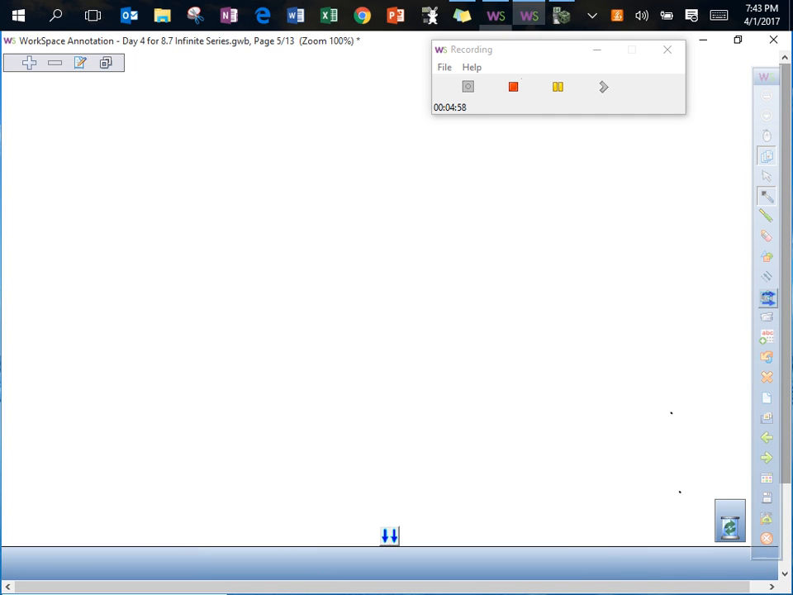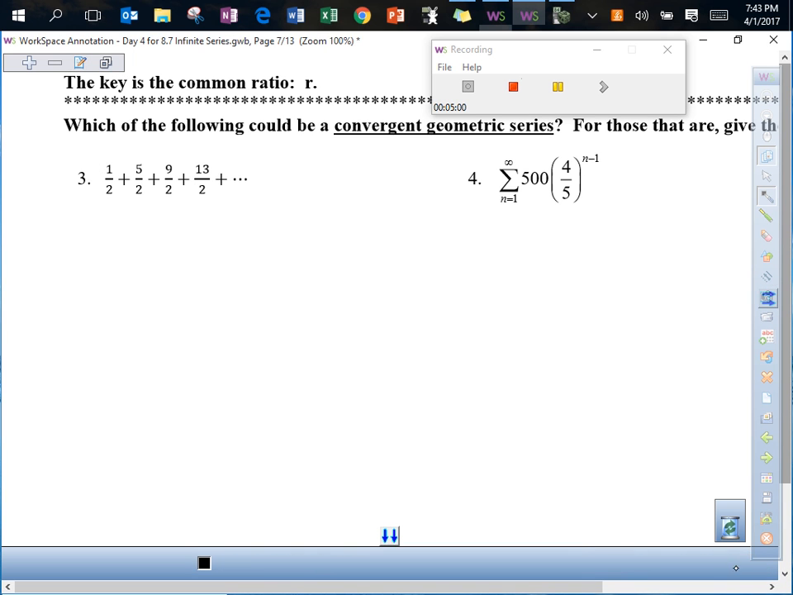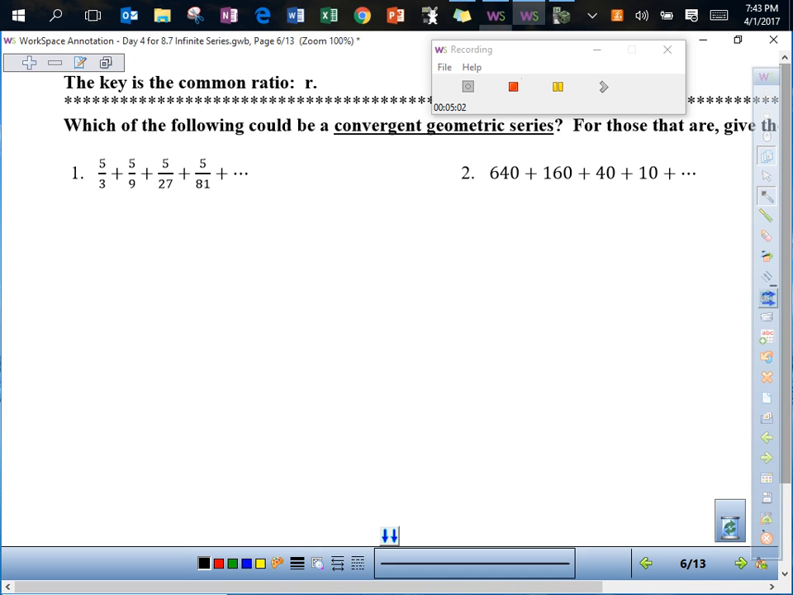So if you would, come over to your first example there. What we got to do is this before we can use this formula. I need to make sure that it's geometric, and I need to make sure that it's a series.